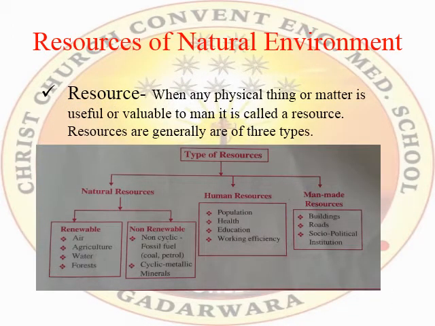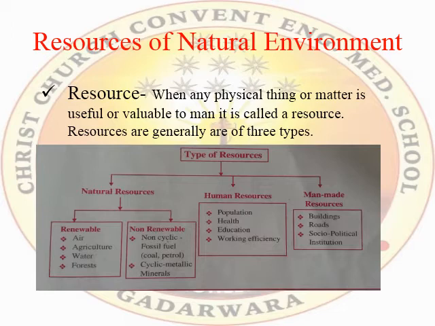Resources of natural environment. Now let's talk about resources of natural environment. What is a resource? When any physical thing or matter is useful or valuable to man, it is called a resource. Resources are generally of three types. Look at this diagram. There is a chart: types of resources, natural resources, human resources, man-made resources. Natural resources are of two types, that is renewable and non-renewable.